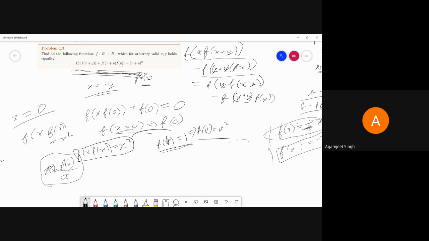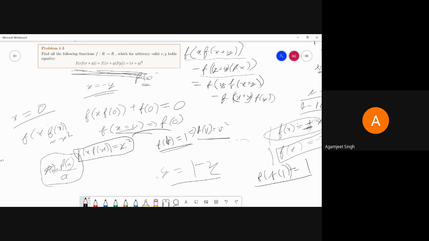I have some slight progress. If we substitute y equals 1 minus x, then we get something slightly interesting. You would also have to use that either f of 1 is equal to 1 or f of minus 1 is equal to 1.